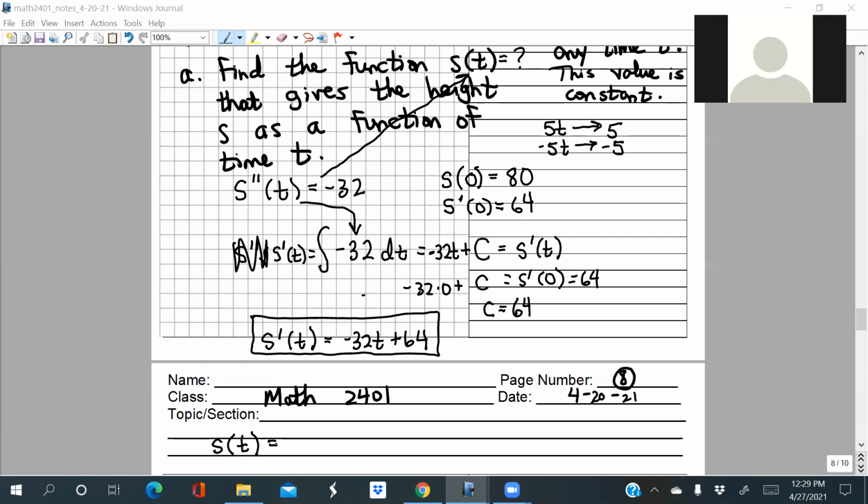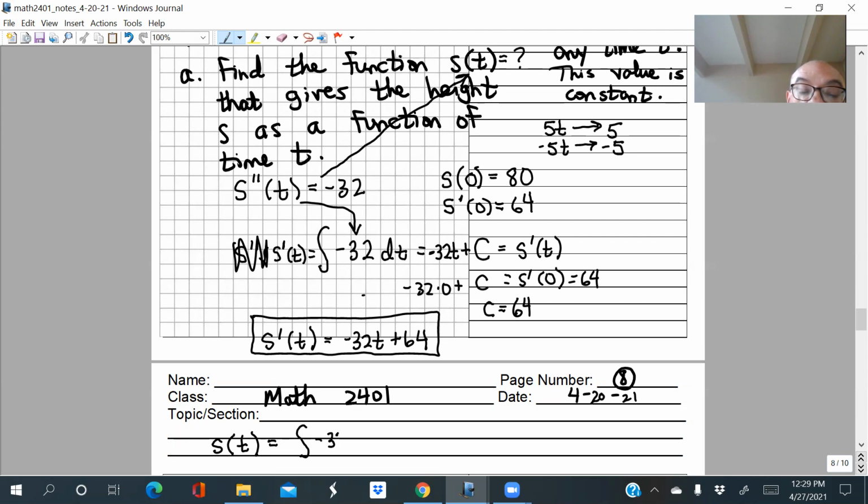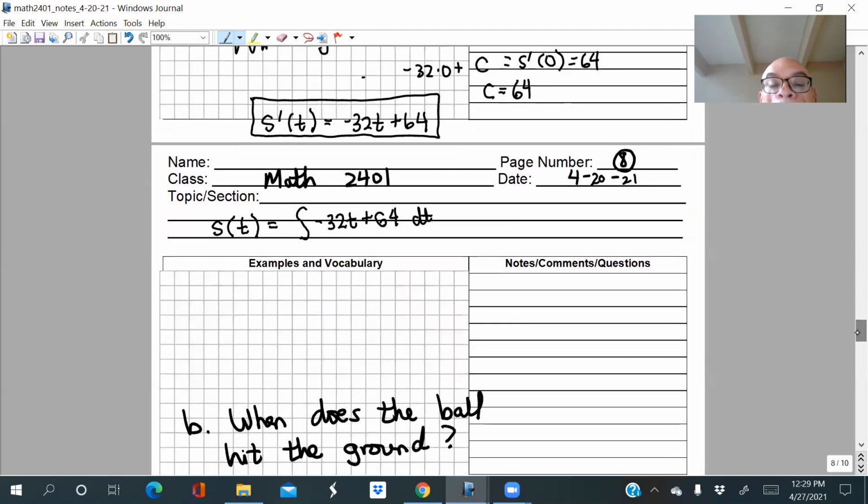Integral? Yeah, integral, exactly, integration. So to find the original function, find the antiderivative, or the integral, of the first derivative, which we know is minus 32t plus 64. And don't forget, you have to terminate this. It's kind of a formality here at first, but you have to terminate this with the dt, all right?